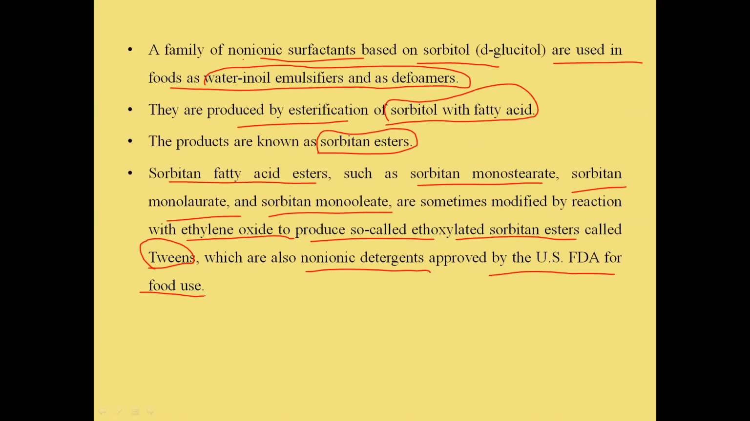So that is all about the reactions in monosaccharides. We will be discussing more about disaccharides and polysaccharides in our upcoming video.